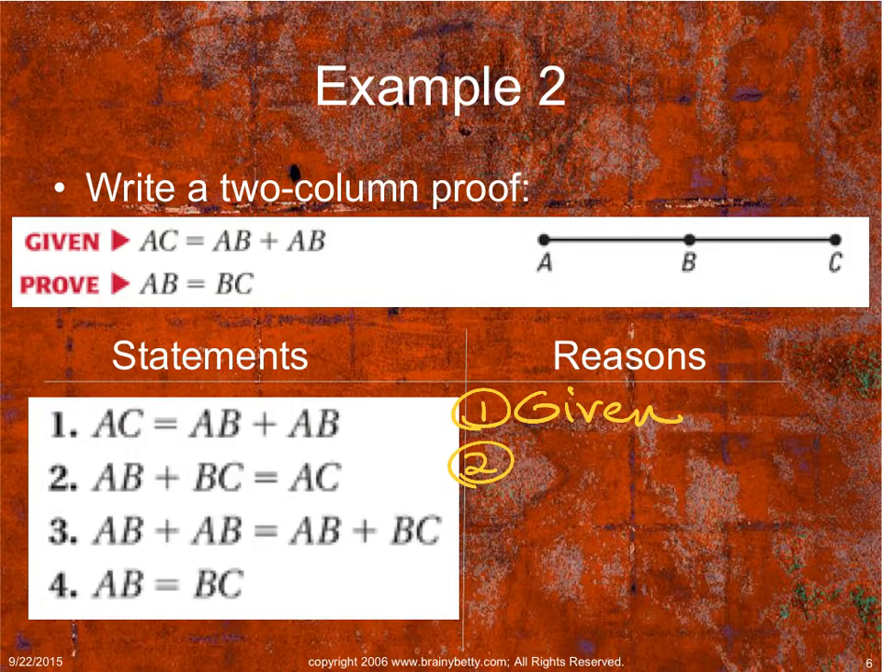Is it the segment addition? Beautiful, segment addition postulate. And again, you could abbreviate that as SAP if you want, or write out the words, segment addition postulate. All right, step 2 to step 3, they're doing substitution. Notice they're taking out this AC and they're putting what AC equals, which is AB plus BC. And then they just rewrote this over here. They flip-flopped the places. So this is substitution.